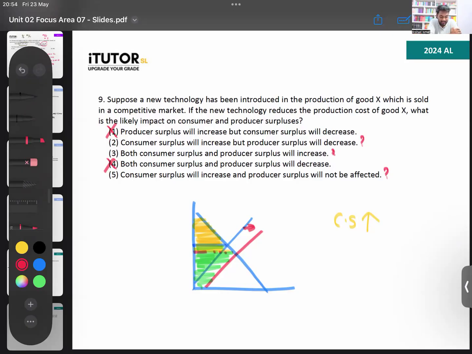Which one do you think, is it 2, 3, or 5? Consumer surplus, for sure, you can see when supply increases, price goes down, this will go up. What about the producer surplus? Does it remain unaffected? Does it increase? Does it decrease? Based on my diagram, it looks like it has become bigger. If you take producer surplus before, it is this red triangle. Now it's this black area. By the looks of it, it has gone up. So you can say both consumer and producer surpluses can increase. Can someone confirm the answer in the marking scheme? Does it also say 9.3?